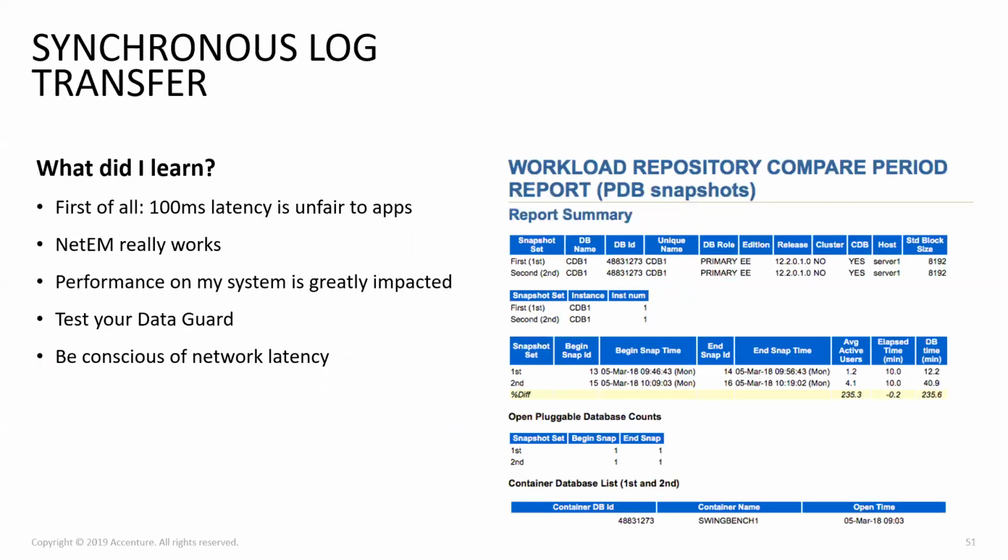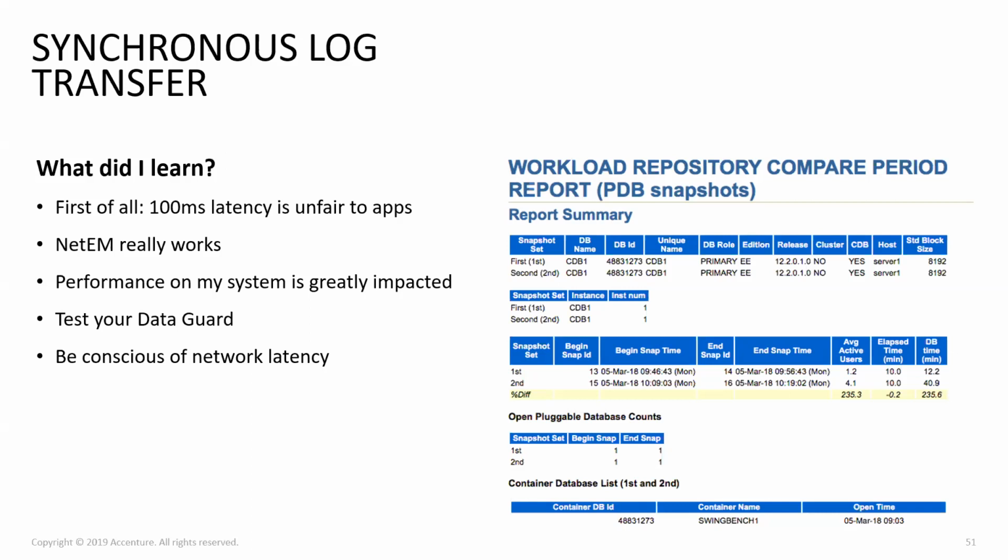So what did I learn? Actually, first of all, 100 milliseconds latency is pretty unfair. Actually, it's ridiculous. But it does work. I can throttle network throughputs and all sorts of network aspects in my lab. This is fun. But the performance of my system is greatly impacted. And it means that if you go from asynchronous to synchronous log transfer, just make sure that you've got the low latency network to support this. Otherwise, you may run into trouble.